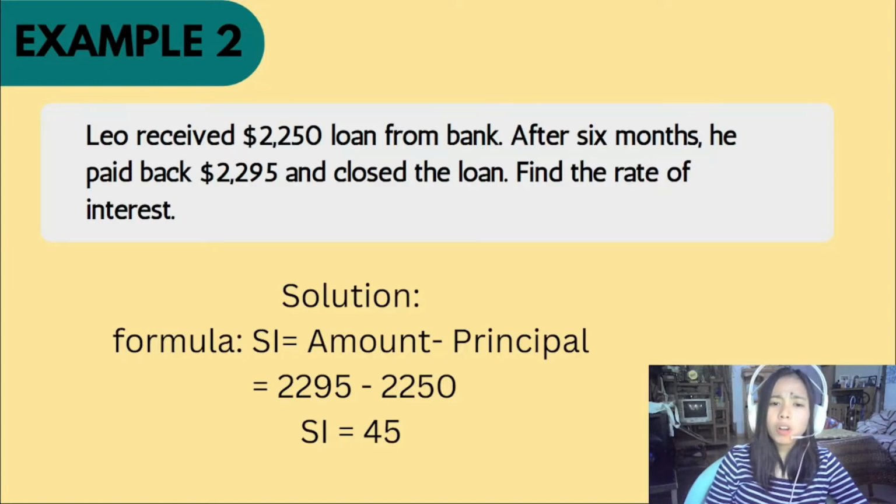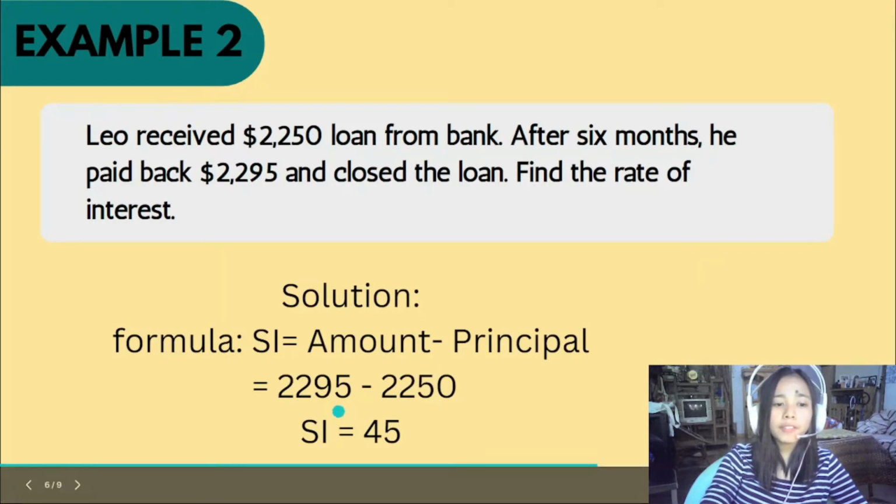The amount is already given, so to solve the simple interest, we just need to subtract the principal from the amount, because the amount is the total of principal and simple interest. In this example, the amount is already given, so we need to subtract 2,250 from 2,295. So our simple interest is $45.